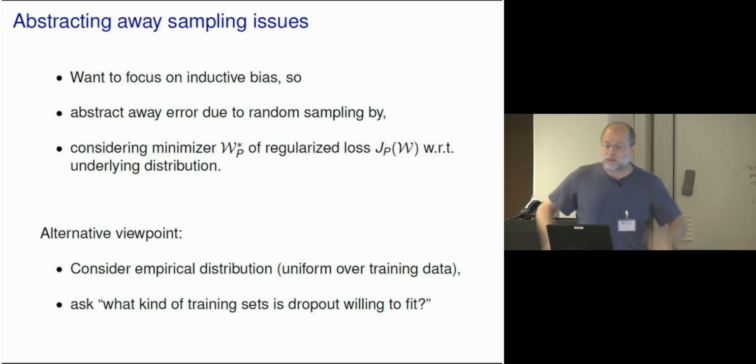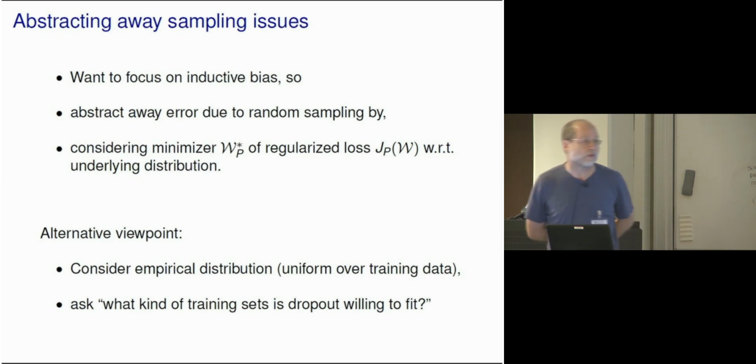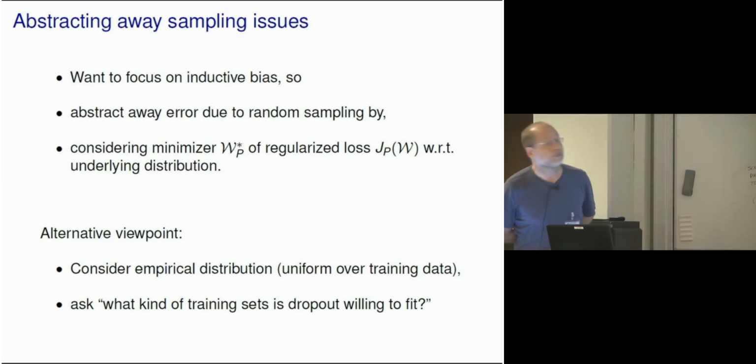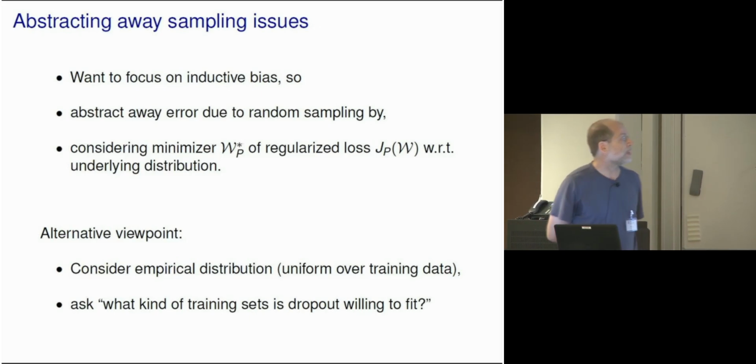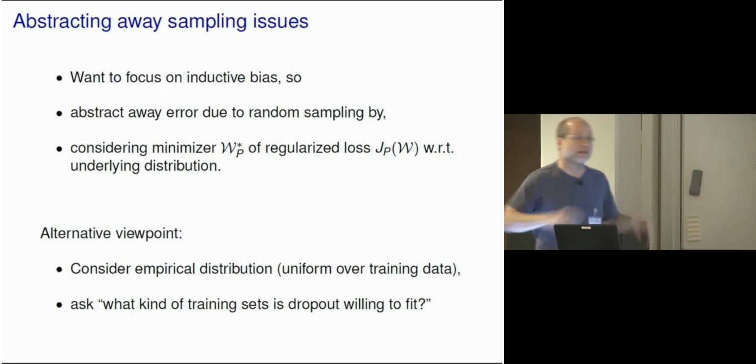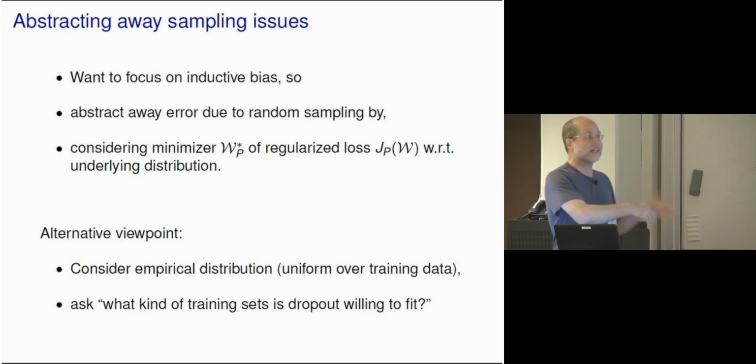Okay, so in this work, I told you we wanted to focus on inductive bias, and so we're abstracting away the error due to random sampling by studying the optimizer of the dropout criterion with respect to the underlying distribution. Right, so you can think of this as focusing our attention on the bias part of a bias-variance decomposition of the generalization error of an algorithm.